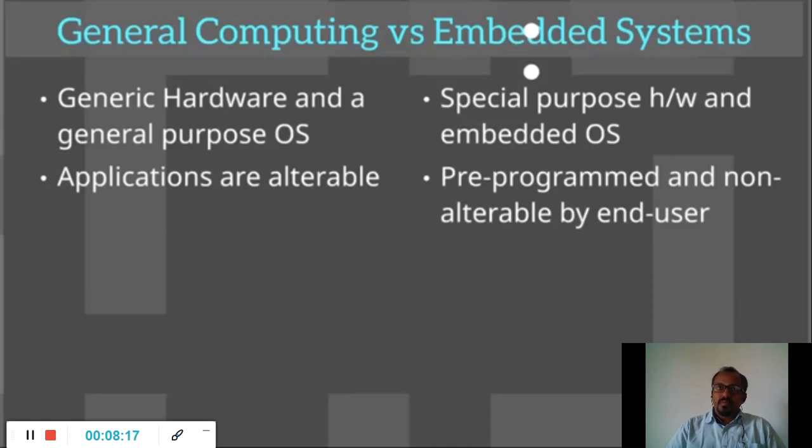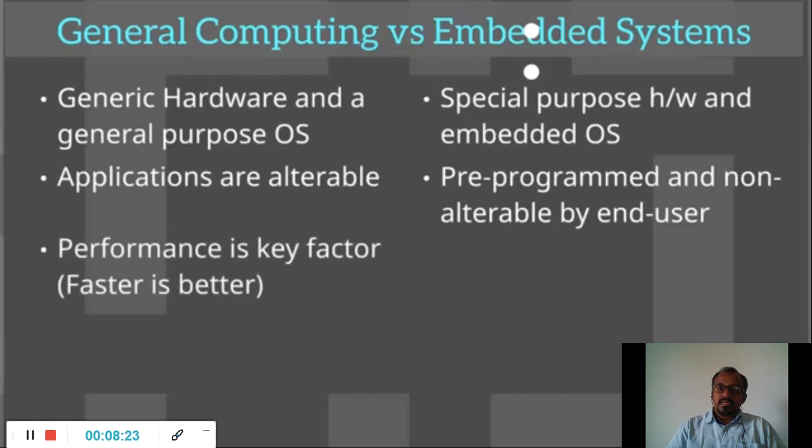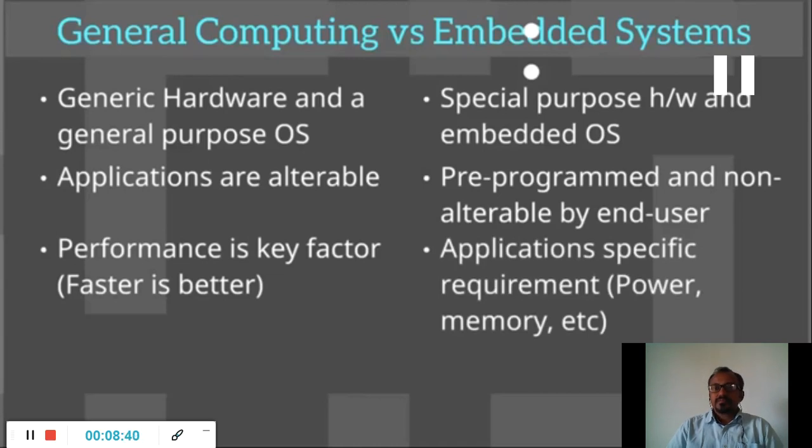As for performance, in a general computing system, performance is the key factor. Faster is better, which translates to faster over the years. As you know, the CPU used in computers is becoming faster and faster. For example, in the old days when PCs were initially introduced, the speed of the CPU was only in megahertz. Now we are getting gigahertz, much faster than that.